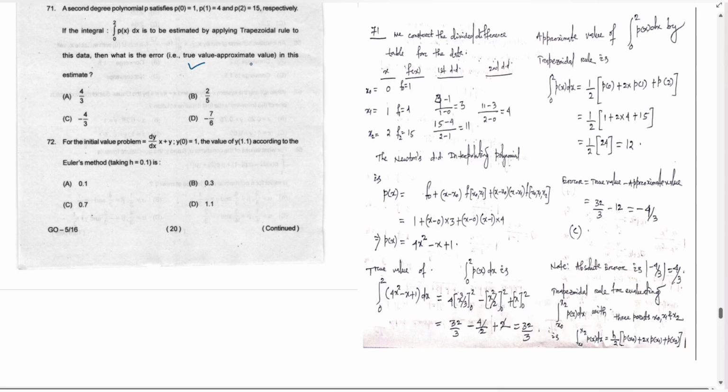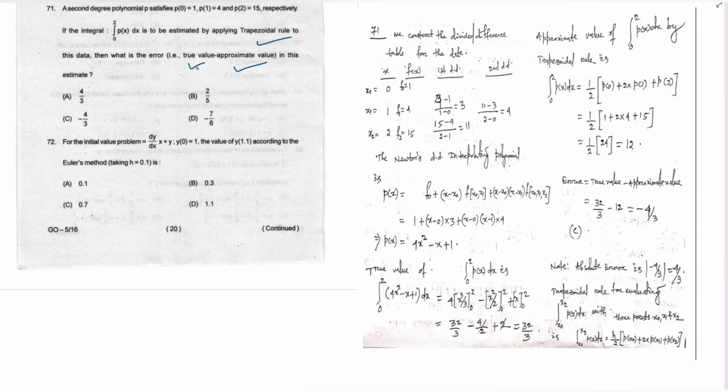In question number 71, we need to find the error when the given integral is approximated by trapezoidal rule. So as you can see, to find the error, we need to calculate the true value and the approximate value of the given integral. To find the approximate value, use the trapezoidal rule, but to find the true value, we need to know the function p of x explicitly.